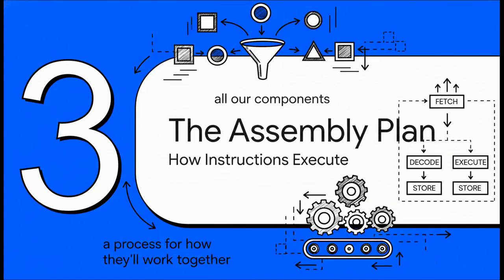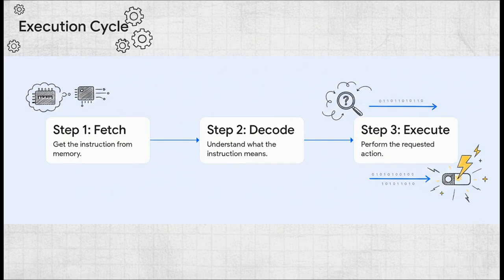Okay, let's get to our assembly plan. We've got all our components, now we need a process. We need a way for them to work together to actually get stuff done. This is all about how a computer follows instructions. Believe it or not, every single thing your computer does follows this simple 3-step dance.